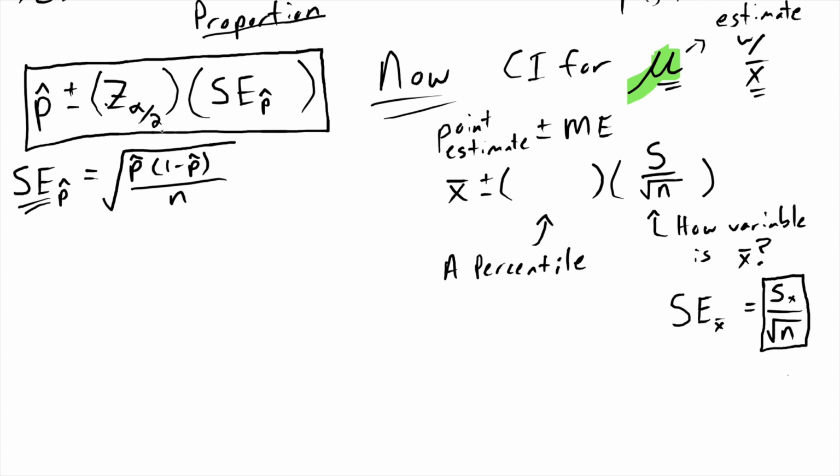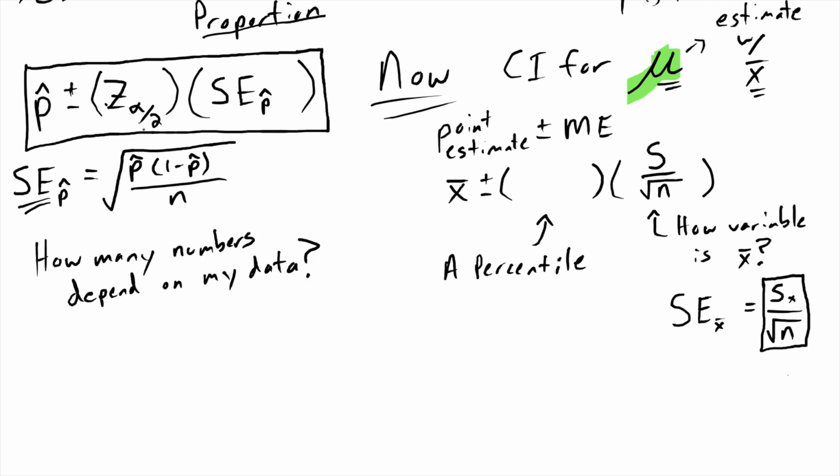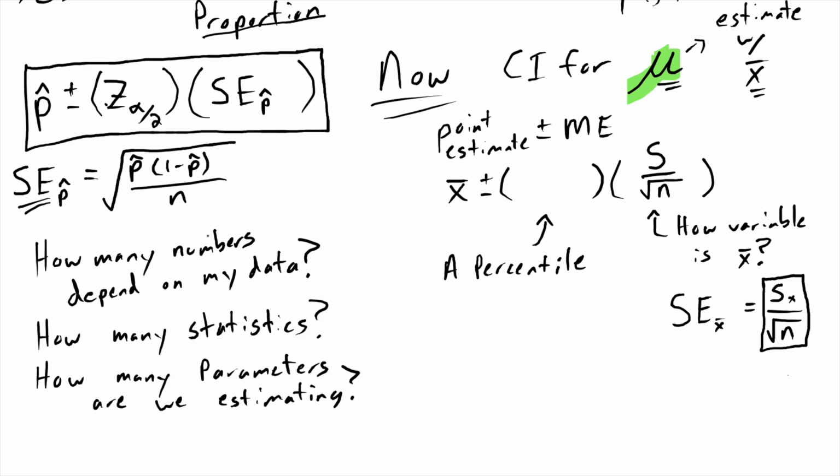So let's look at the formula for the confidence interval for a population proportion and ask ourselves, how many numbers in this formula actually depend on the data, which is another way of asking how many statistics are used here, which is another way of asking how many parameters do we have to estimate for this formula. What quantities do we have? We have this z of alpha over 2. Does that depend on the data? No, that just depends on the level of confidence. And we've talked about how the more confident we want to be, the larger this number becomes.